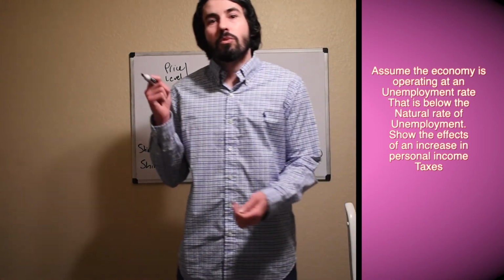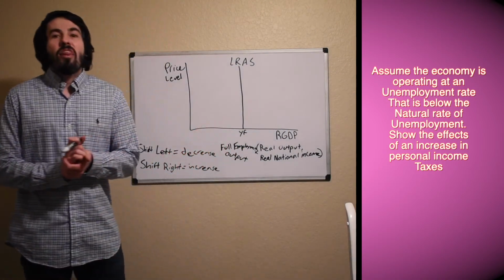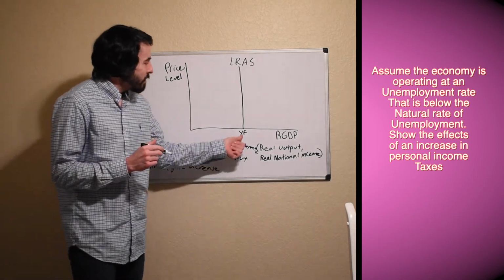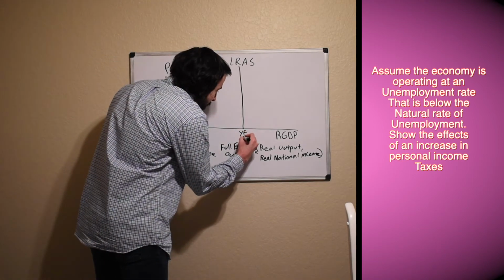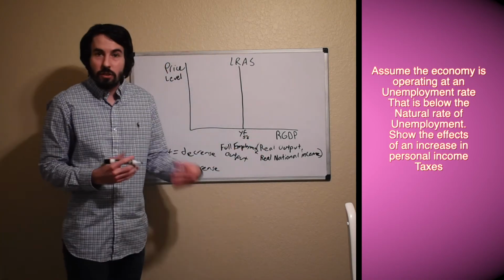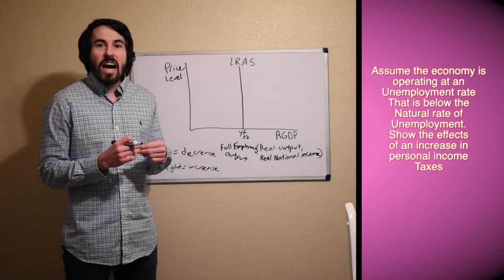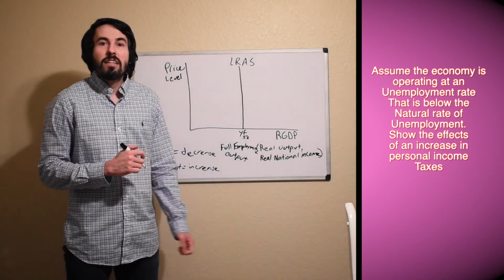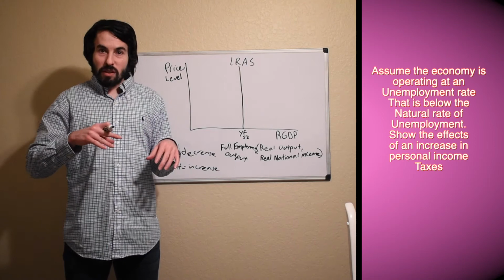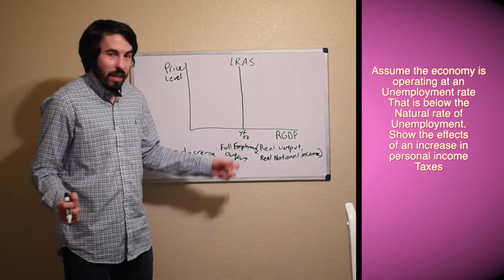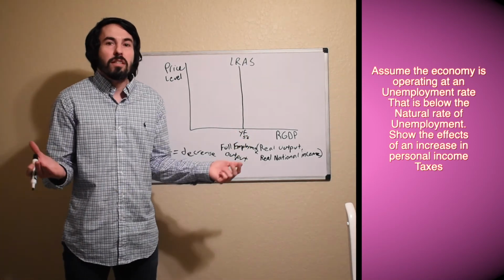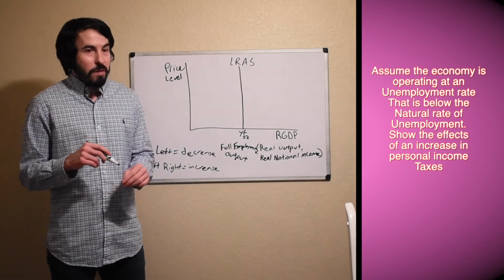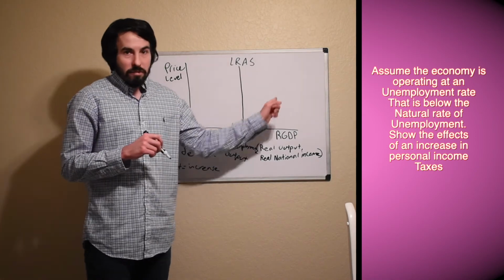All right, number 3 says, we're assuming an economy that has an unemployment rate which is below the natural rate of unemployment. So right here, this YF, we're going to assume at full employment, we have a 5% unemployment rate. So our natural rate of unemployment is about 5%. If the current rate of unemployment is less than that, let's say 4%, below the natural rate of unemployment, then we are beyond full employment.